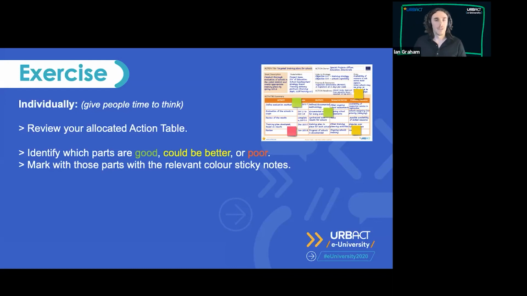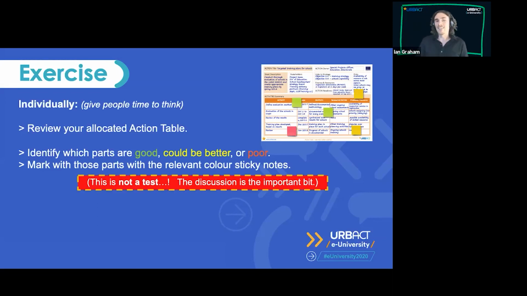You might have different opinions to other people in your group. That's fine. Actually, it's useful because it prompts discussion. The key thing here is it's not a test. We're not trying to see if you got the right answer. The discussion that follows is the important bit. This is just to give you some time to think about it and to mark up where you might want to talk about something interesting. Some people might put 95 stickies on. Some person might put 1 on. That's fine. You just need to have something to work with to start the discussion.